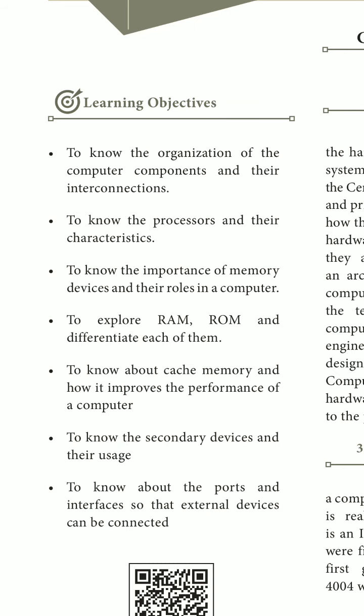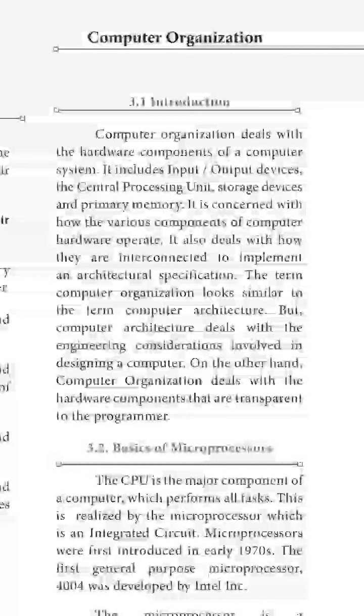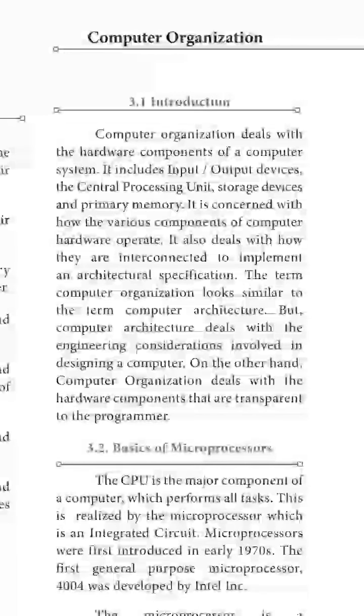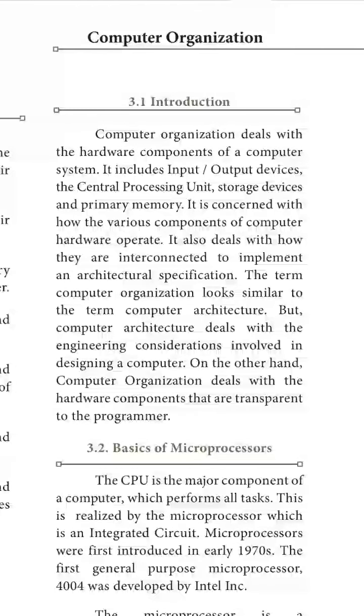The first thing is the introduction. Computer organization deals with the hardware components of the computer system. It includes input and output devices, the central processing unit, storage devices, and primary memory. It is concerned with how the various components of the computer hardware operate. It also deals with how they are interconnected to implement a computer architectural specification.